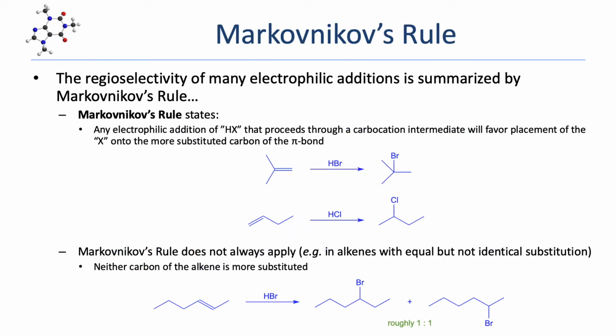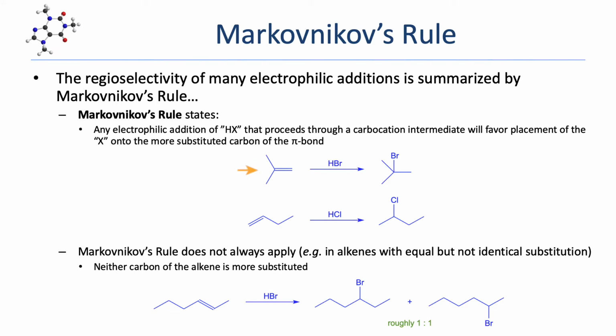So we saw that the hydrohalogenation is regioselective, favoring the placement of the halogen on the more substituted carbon of the pi bond. And it turns out that many electrophilic addition reactions follow that same pattern of regioselectivity. That regioselectivity can be summarized by Markovnikov's rule. Markovnikov's rule states that any electrophilic addition of an HX-type molecule that proceeds through a carbocation intermediate will favor placement of that X onto the more substituted carbon of the pi bond.